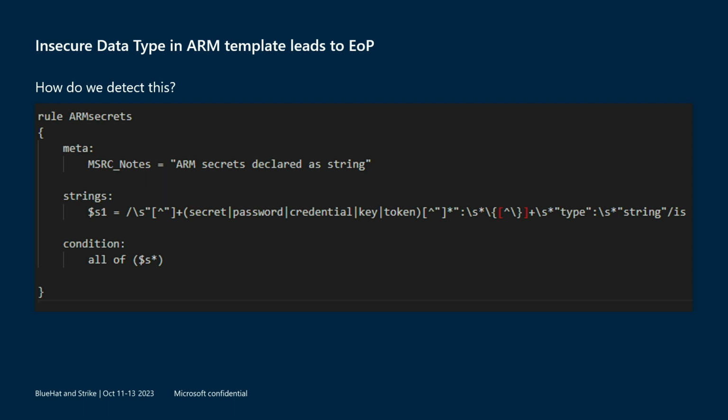So as you can see, we're trying to do that here. And whenever we detect that in combination with an insecure data type such as string, this rule should be able to detect all those use cases. And we actually found more vulnerabilities in our code using this signature.